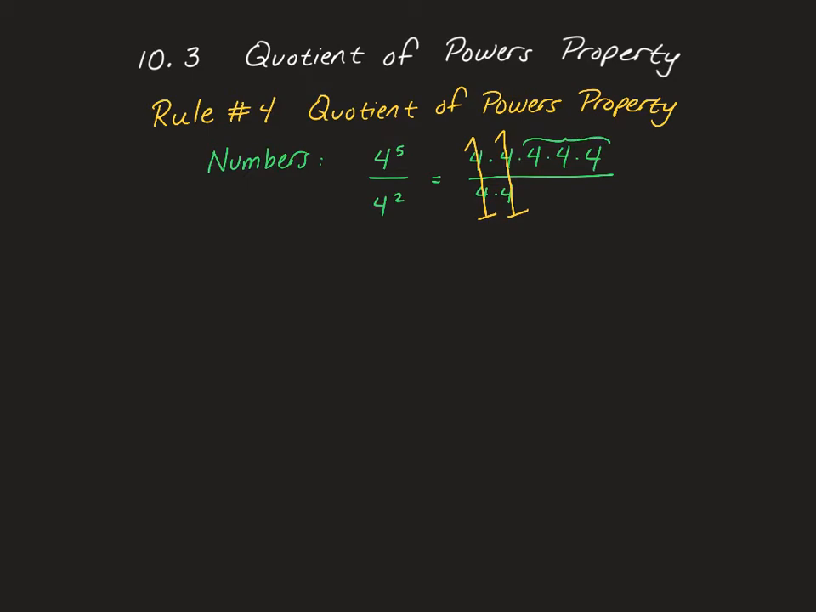A different way to do that is by taking our two exponents and subtracting them. So then that would give us 4 to the power of 5 minus 2, which is 4 to the power of 3. And you'll notice that when we did the expanded form, we also got 4 to the power of 3 because there were 3 4s left after we simplified the 4 divided by 4, which was 1 a couple of times.